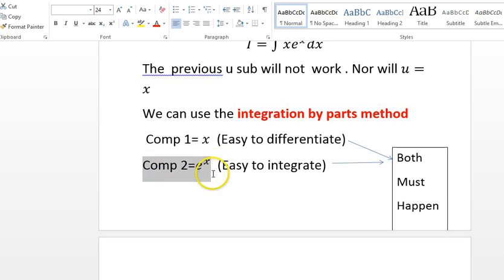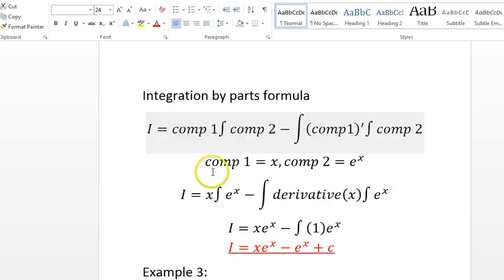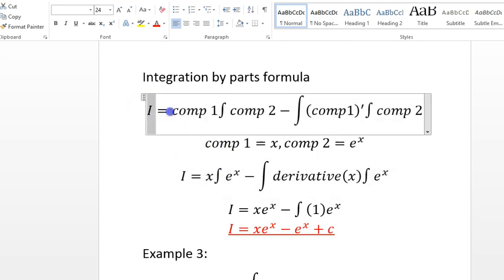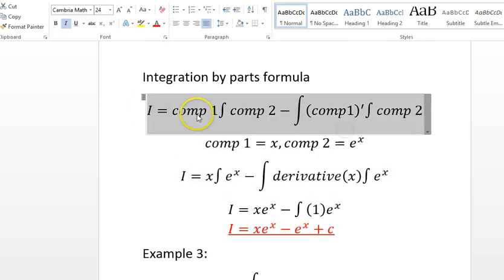Now once we make that selection, we use the formula. So the integration by parts formula is like that. It says the integral is equal to comp 1 times the integral of comp 2, minus the integral of comp 1 derivative, comp 1 prime, times the integral of comp 2, and then integrate again. So it's very important that in the second piece, you have comp 1 derivative and then comp 2 integral, and then you integrate the whole thing again.